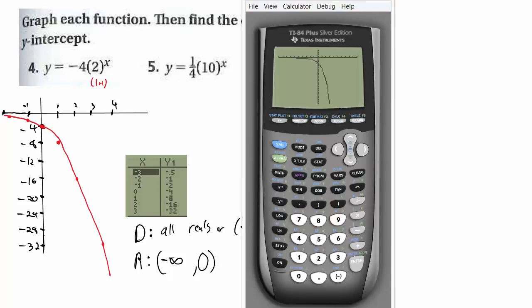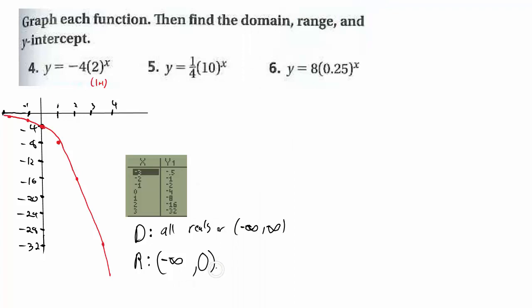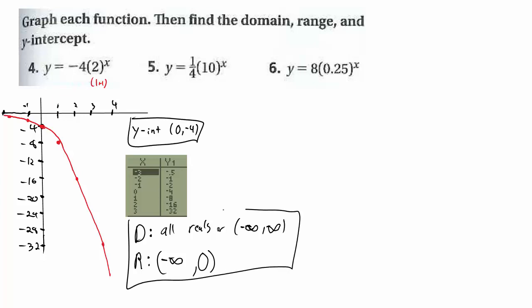And you can see that on the table here. As long as you scroll up, these negative exponents really mean 0.00000, and then whatever numbers right here. But it never quite touches 0. As far as the y-intercept, that's something we talked about already. The y-intercept for this first one would be 0, comma, -4. It'll always be equal to that value that acts as sort of the coefficient in front of the base. So that's number 4. Let's look at number 5.